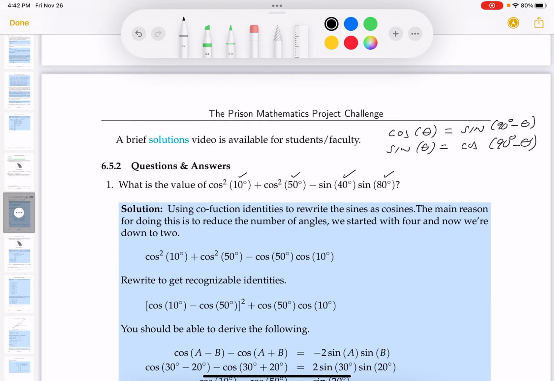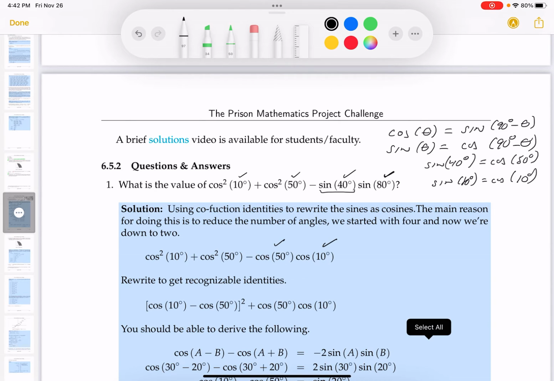So these are all cofunction identities. The first thing I did was I wrote down this guy over here as, I'll write this down for you. The sine of 40 degrees, I wrote it down as the cosine of 90 minus 40, which would be 50 degrees. All right, so that's right over here. And then I wrote down the sine of 80 degrees is the same thing as a cosine of 90 minus 80, which is 10 degrees. So I got this over here.